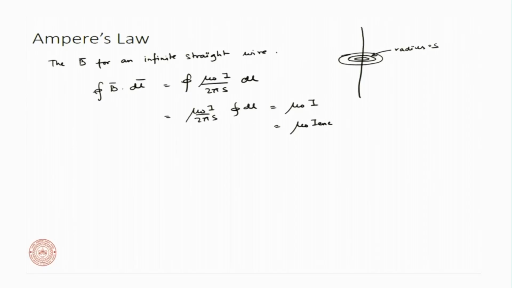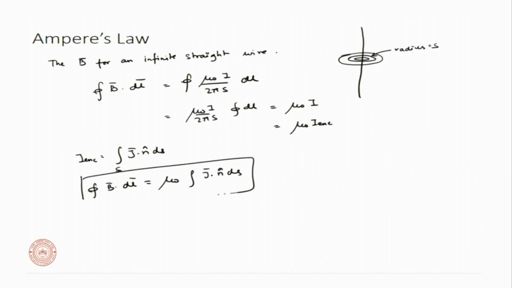All right. Now, I enclosed is equal to the integration of j dot n cap ds, this we know very well, over the given surface S. So, if we compare the two, we can say that integration of B dl is equal to mu naught times integration of j dot n cap into ds. This is our Ampere's law.